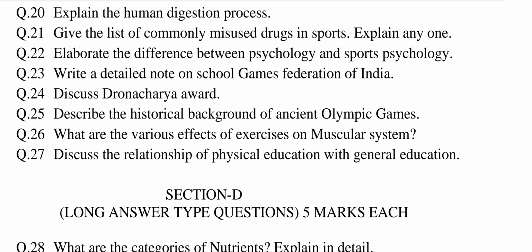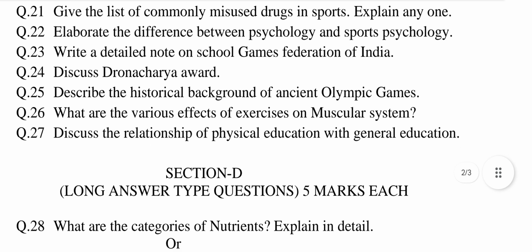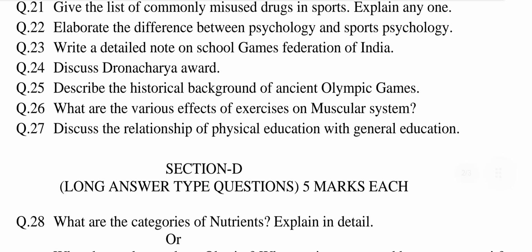Question number 21. Give the list of commonly misused drugs in sports. Explain any one. This question is selected from chapter number 5, Health and Family Education. The answer may be: list of commonly misused drugs are as under. Number 1, caffeine, cocaine, growth hormones, diuretics, anabolic steroids. Then explanation of diuretics.